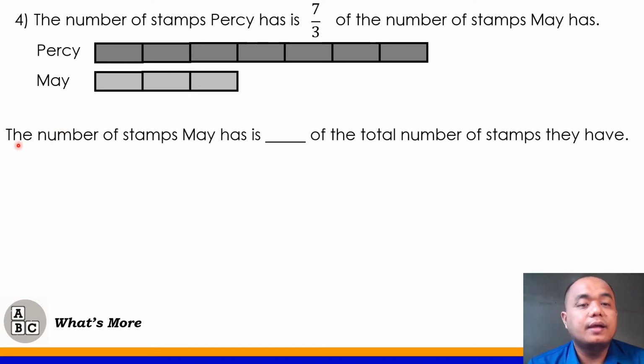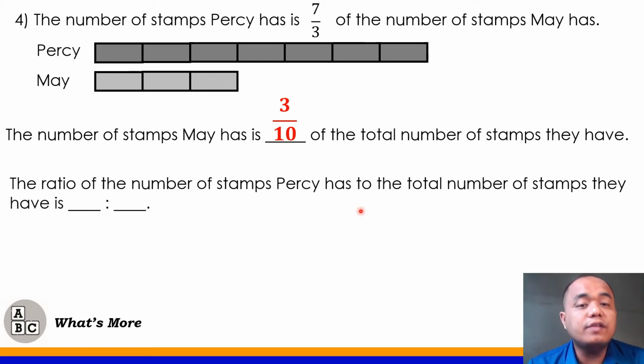Now, let's have this. The number of stumps May has is blank of the total number of stumps they have. So, yung first quantity naman natin dito, class, ay ang number ng stumps ni May, which is 3 nga. How about yung pangalawang quantity natin, which is the total number of stumps? Yes, 3 plus 7. How much? Yes, 10. So, ibig sabihin, ang ilalagay natin dito ay 3/10. So, the number of stumps May has is 3/10 of the total number of stumps they have.